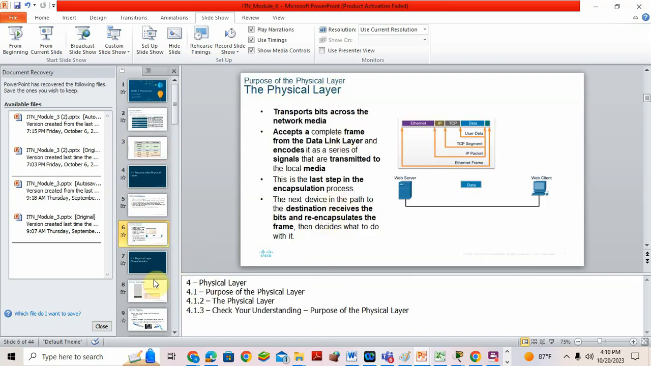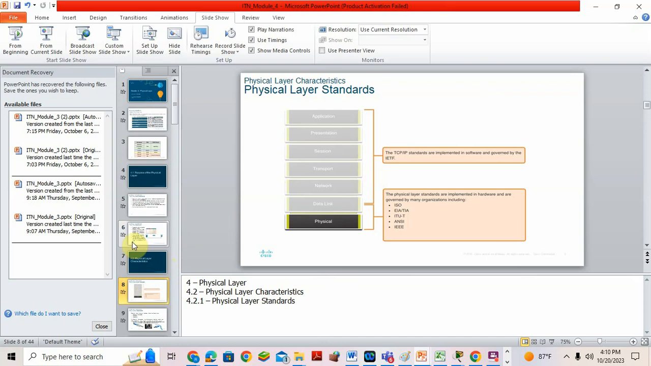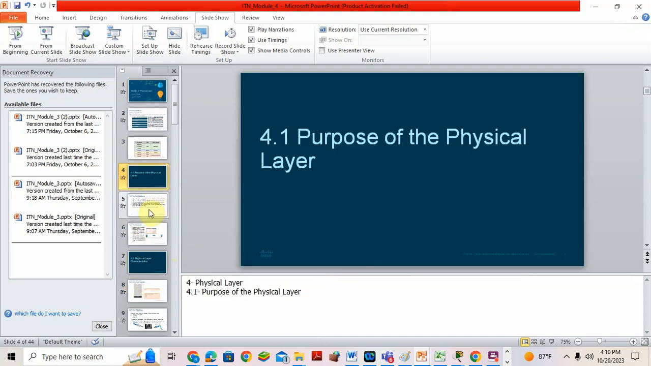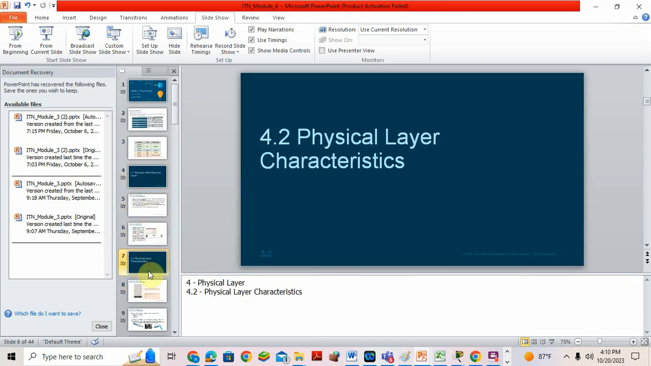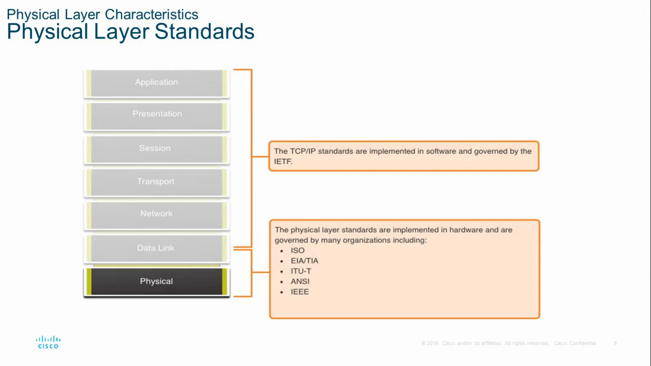Now, the characteristics of the physical layer. So that purpose is done, then the characteristics. Before that, see here we have 7 layers. In those 7 layers, the first 6 layers are faded or hidden, because these 6 layers are implemented in software and governed by an organization called IETF.